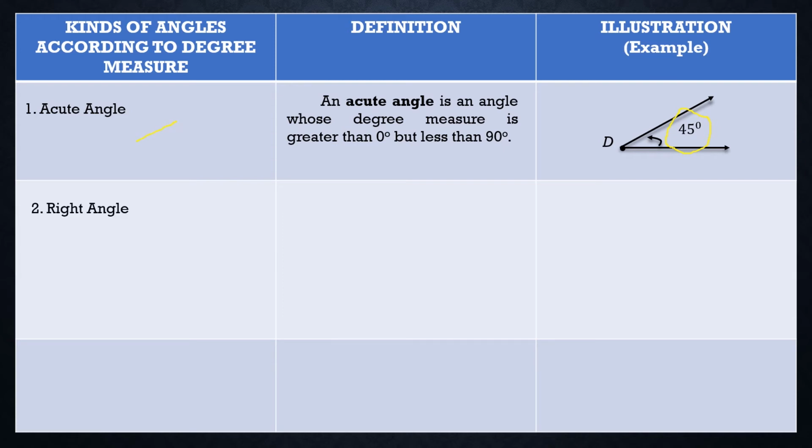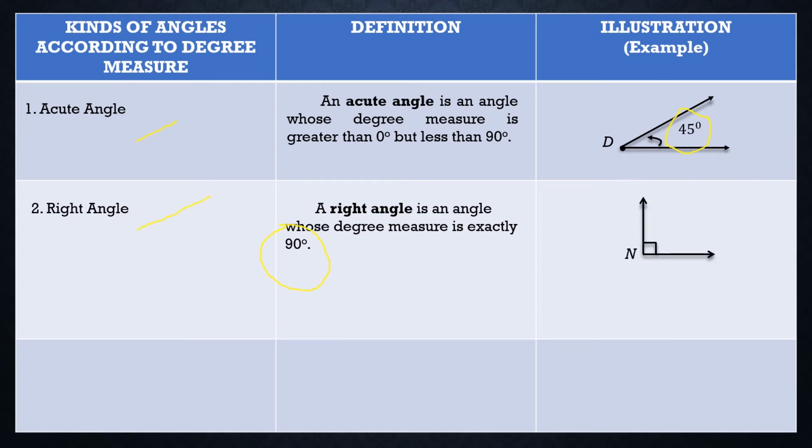Pag ang angle naman natin ay exactly 90 degrees, yung degree measurement niya, then we call that angle as a right angle. So ito yung illustration ng right angle. Itong box na ito, itong small square na ito, between the sides of angle N, it indicates 90 degrees. So pag makikita niyo itong symbol na ito, automatic, yung degree measurement ng angle natin is equal to 90 degrees.